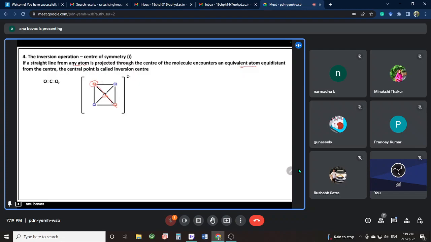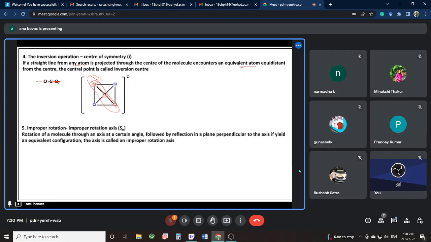So if such a symmetry operation exists, then we call it an inversion center, and such molecules have a center of symmetry. CO2 also: if we start from this oxygen, move through the center of the molecule, we will meet another oxygen at an equidistant point. So CO2, N2, all these molecules have the inversion operation.